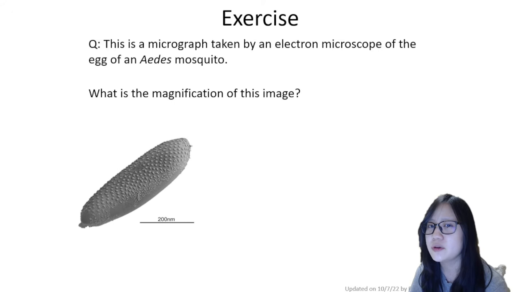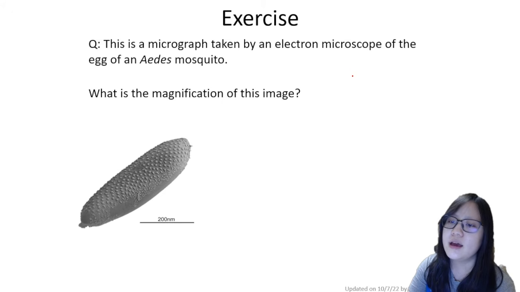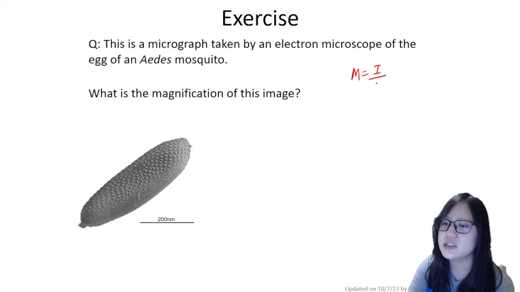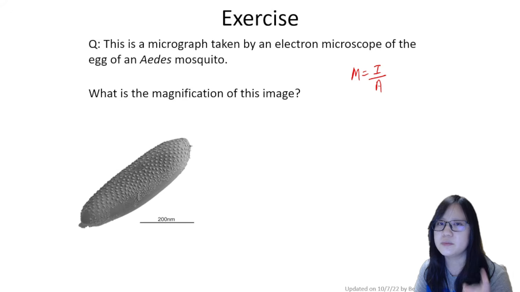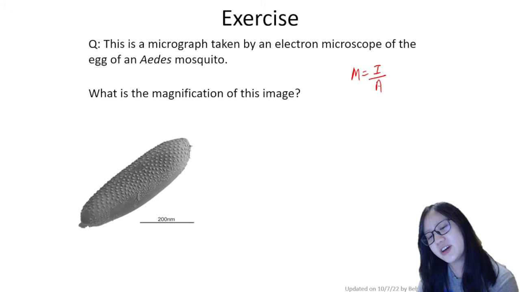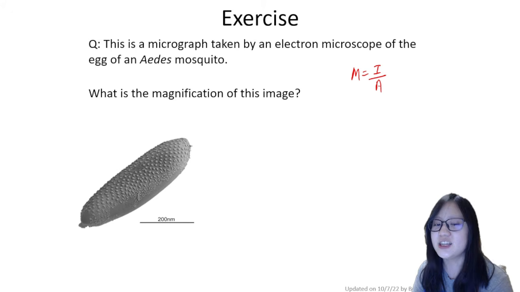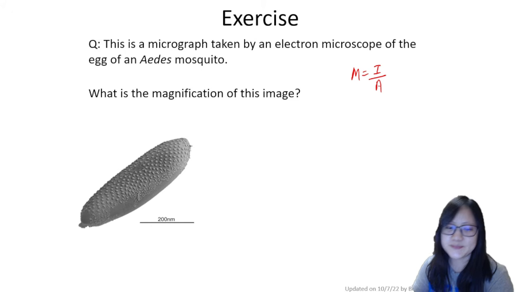How can we figure this out? Pause this video to think about it a second. The formula is the same, M equals I over A. They didn't give you much information, but the information, pro tip, is in the image. Try it. Pause the video now. If you paused the video and tried it, here's the answer.